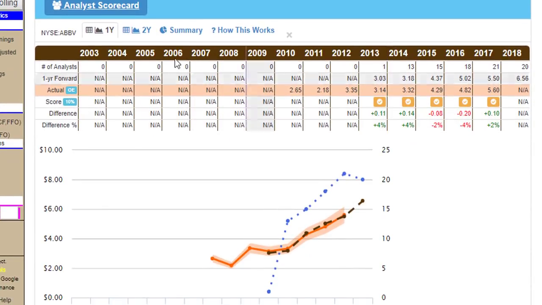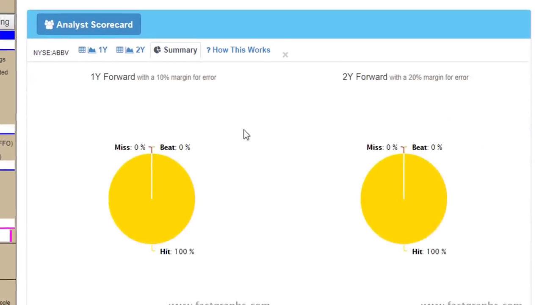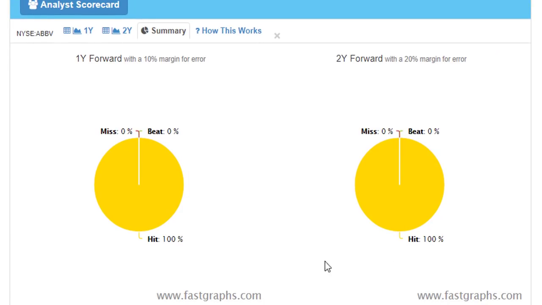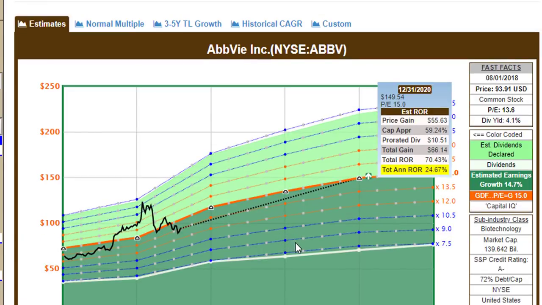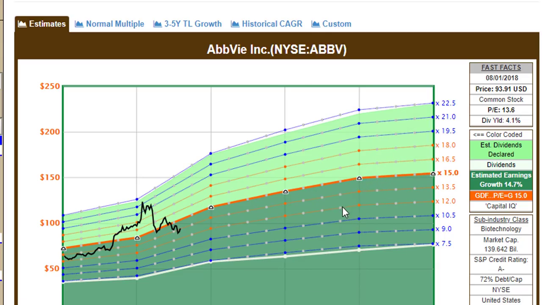Now, another thing that I like to check when I'm looking at companies like this is how accurate have the analysts been historically. And I'll give you the quick summary. This company has been very easy for these analysts to forecast, probably because the company gives good guidance or fair guidance, and the analysts are able to come up with pretty good estimates. So I've got a lot of confidence that these estimates might be relatively close to what the company actually does achieve going forward.